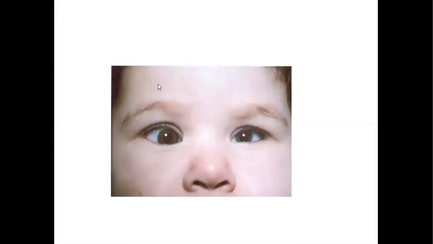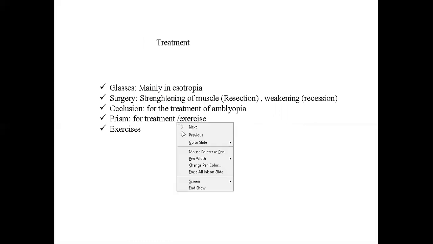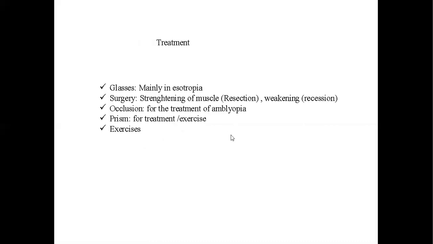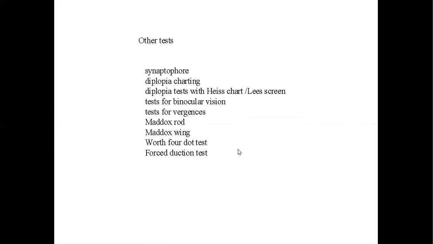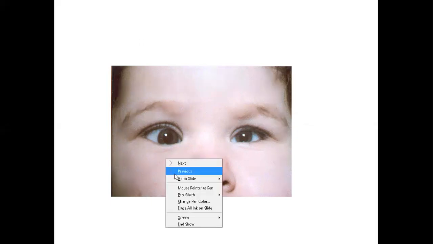There is an instrument called the synaptophore on which we can do multiple tests. Then diplopia charting is done to see whether the patient is having any diplopia or not. Then we can do tests for binocular vision, vergences, and so many other tests. Force duction test is done to see whether there is any entrapment of the muscle. So these are the various tests that we do in squint.